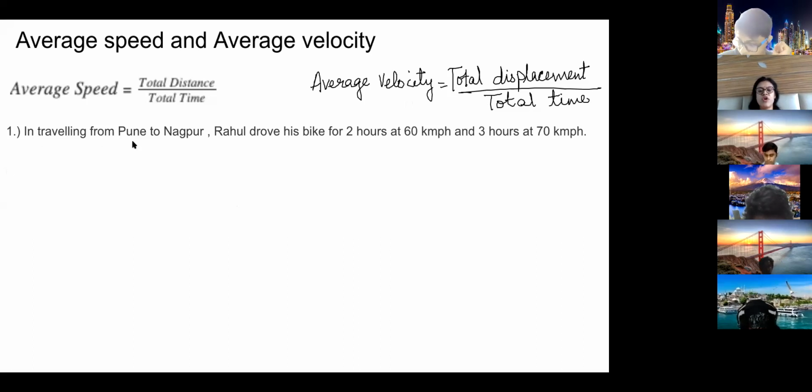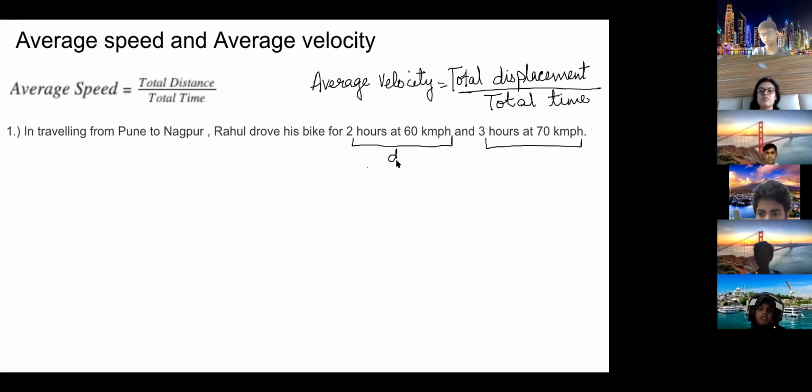Now, in traveling from Pune to Nagpur, Rahul drove his bike for 2 hours at 60 km per hour and 3 hours at 70 km per hour. Understood the question? Rahul drove his bike for 2 hours at 60 km per hour. So what will you find out? You will find out the distance, because the speed formula needs total distance and we don't have a distance here. So I will find the distance for this time period and the distance for this time period.